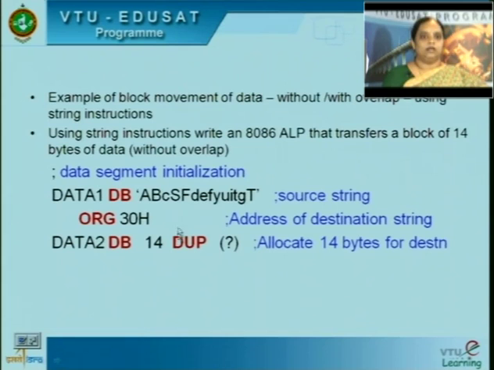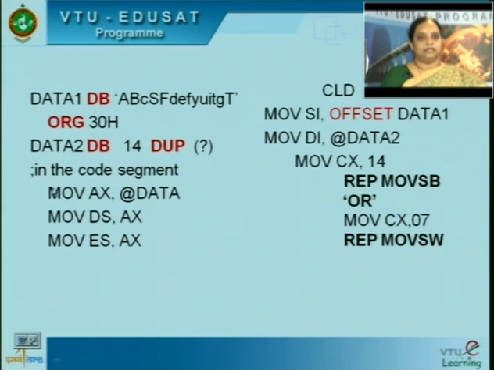So how do we move the data? In the code segment, first we have to initialize the segment registers. We are assuming both data1 and data2 are in the same segment. Since they are in the same segment, I can have both the DS and ES as the same. Only if the segments are different, more than 64K, etc., then I need to have a different ES. But here, we are assuming data1 and data2 are in the same segment, so DS and ES are loaded with the same value.